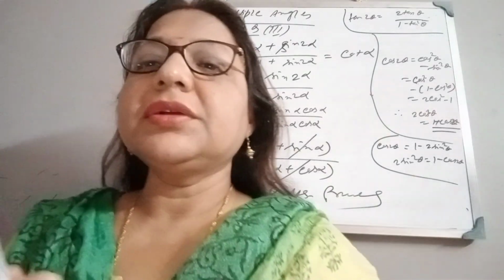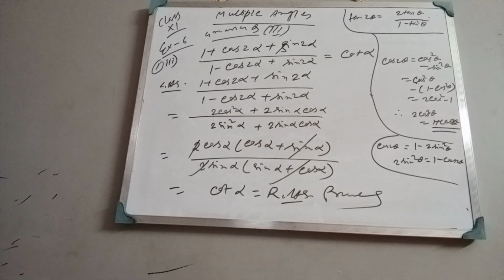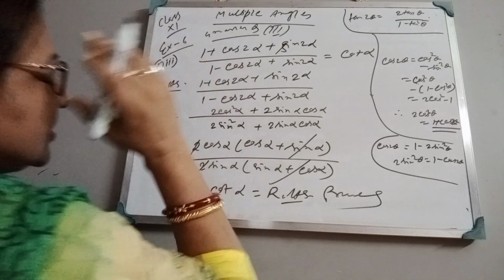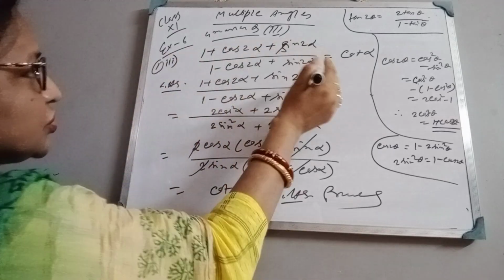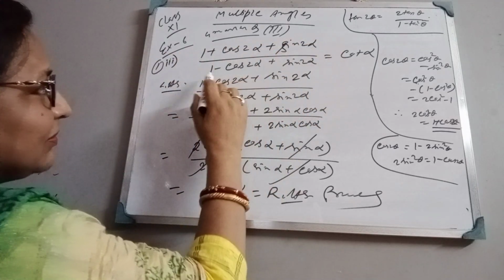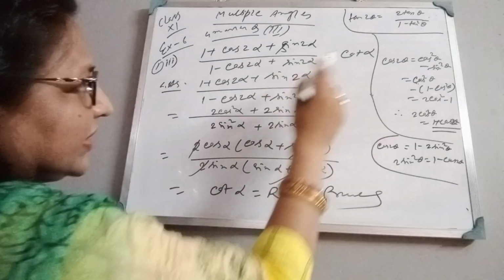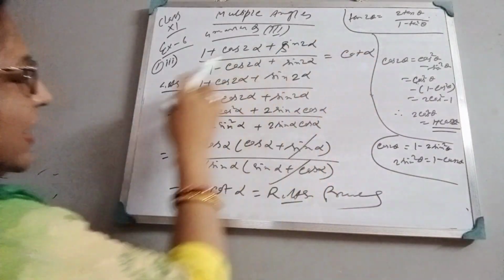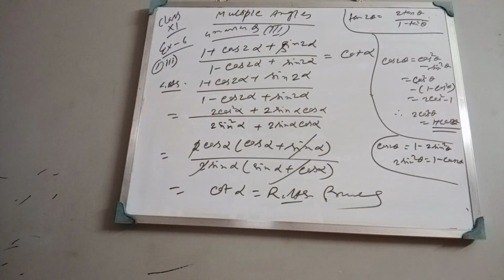Class 11, let us continue the chapter exercise 6. Sum number 1 part 3. Sum is already done. Prove that (1 + cos 2 alpha + sin 2 alpha) / (1 - cos 2 alpha + sin 2 alpha) is equal to cot alpha. We have to prove. Let's start from the left hand side.